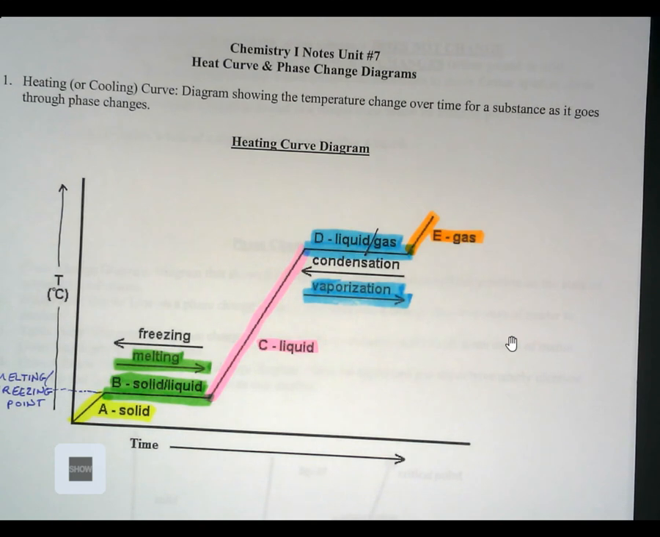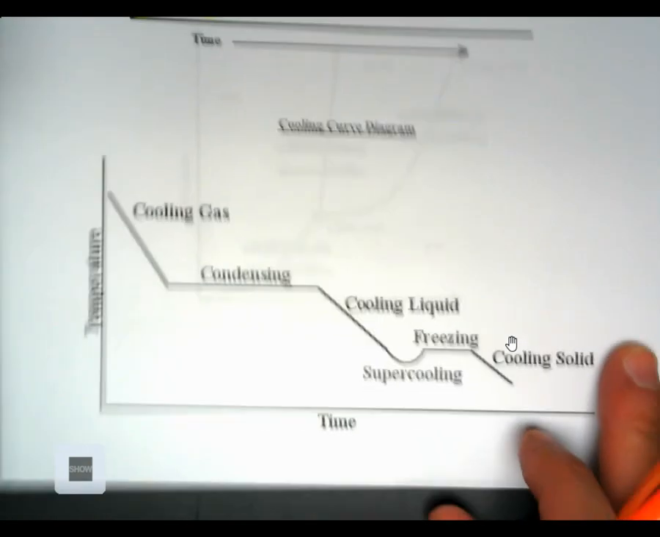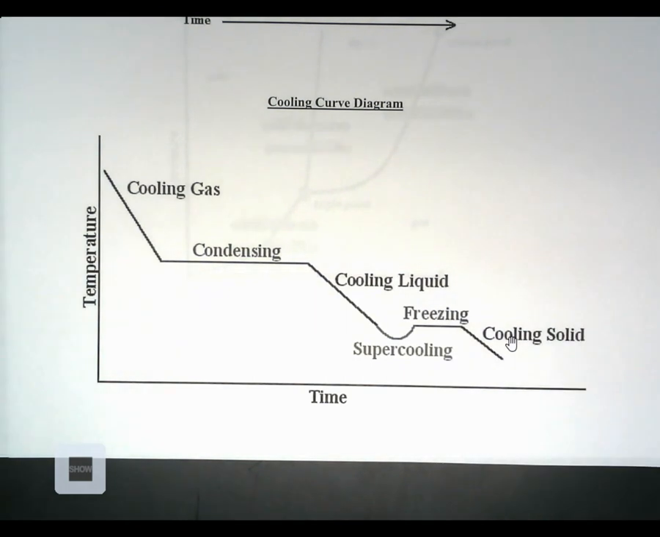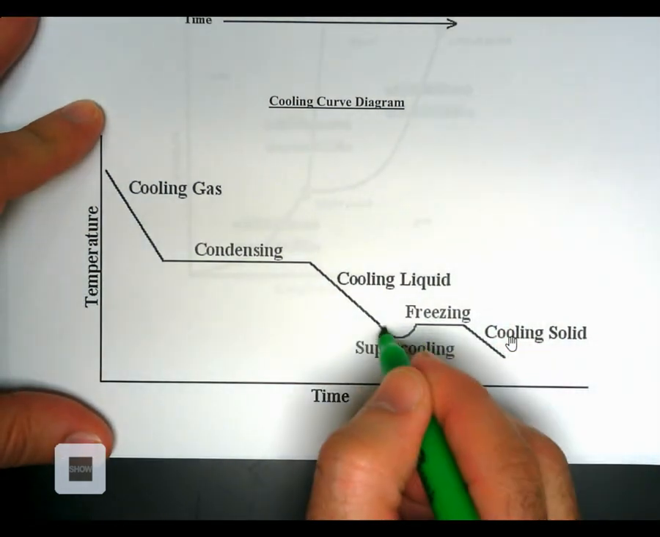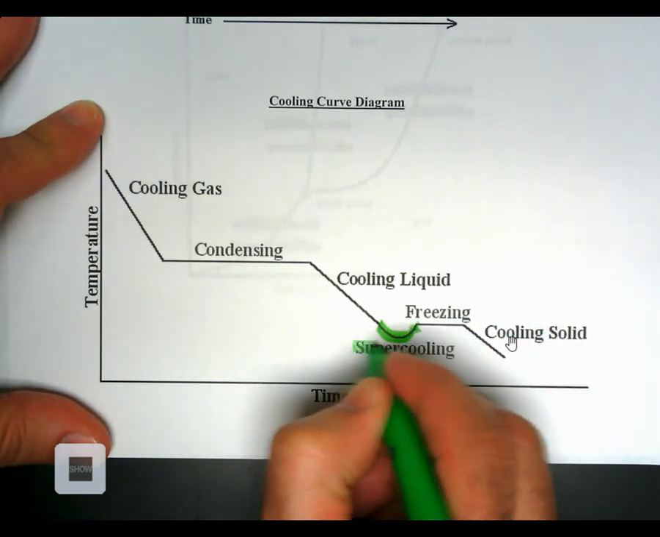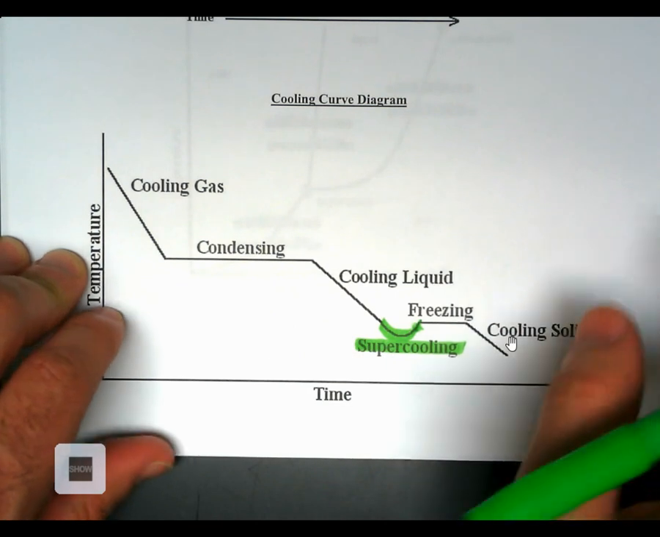Okay, cooling curve is essentially the same thing. It's just going the opposite direction. It's losing energy and the stuff's going down. Okay, now, the one thing on the cooling curve that we have here that's a little different is we've got this part right here. See this little bump? The divot? That is what's called supercooling.